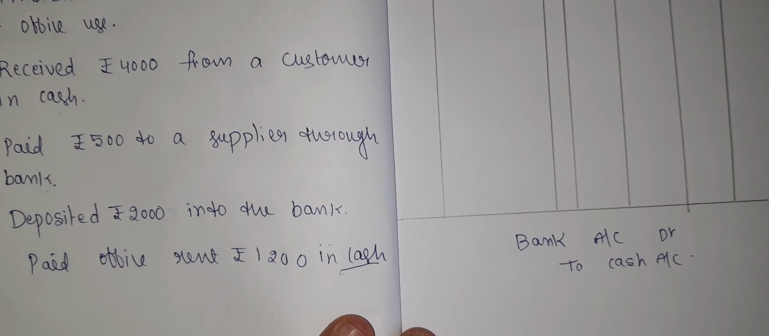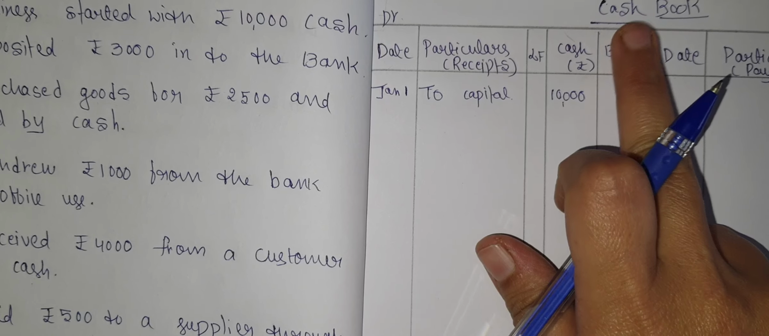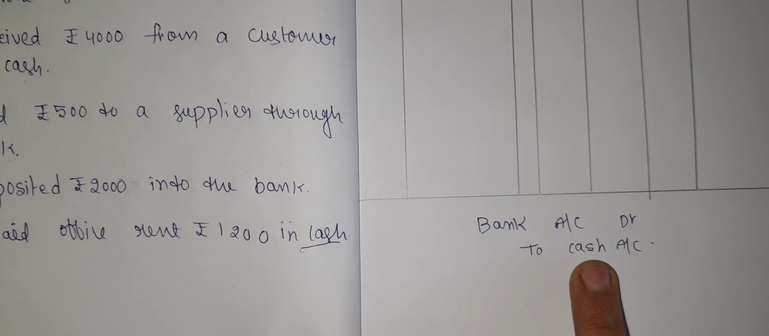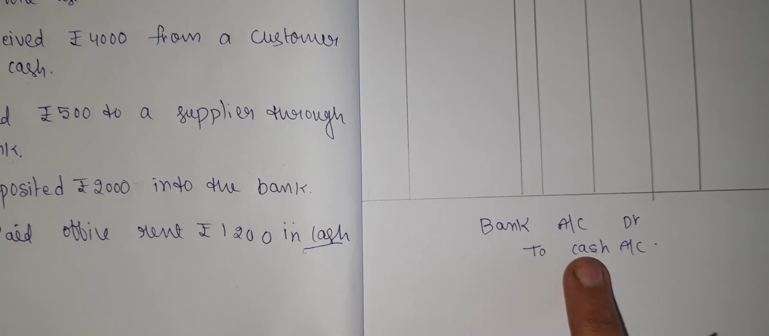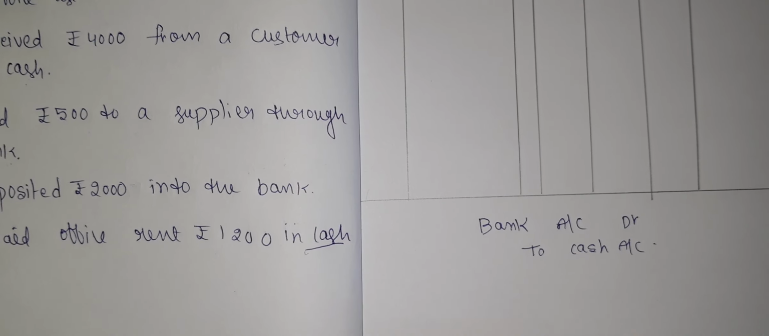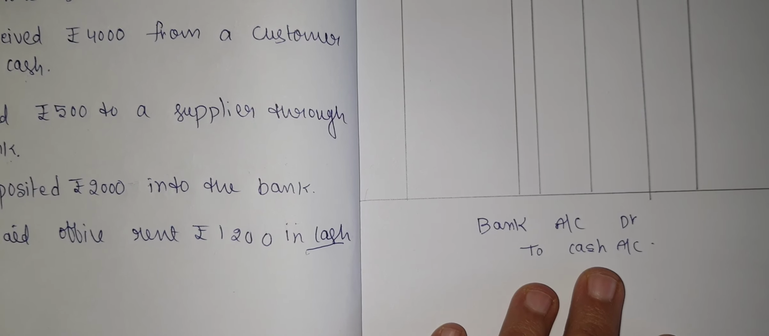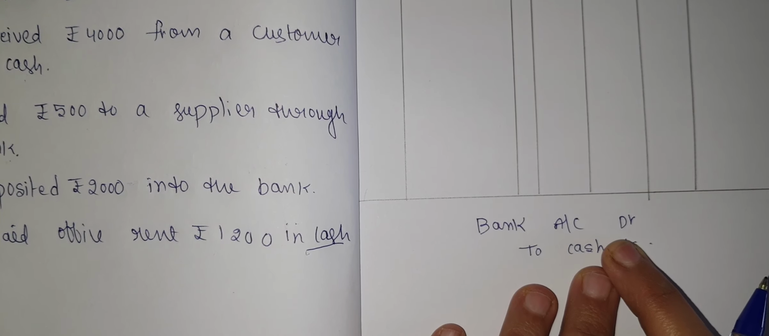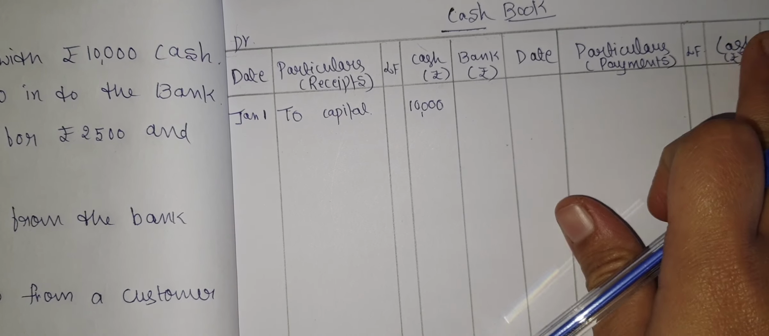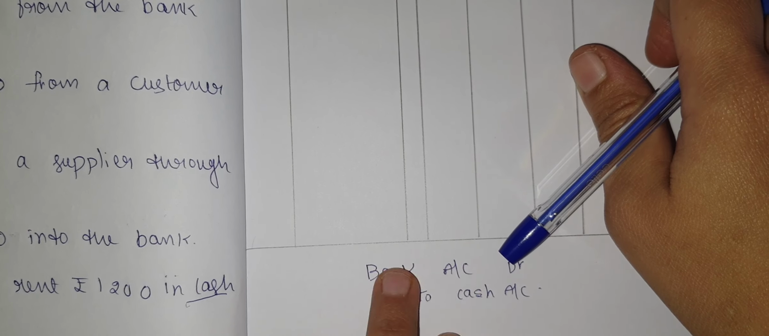Right? In the ledger, what will we do? Here we are maintaining the cash book. Here we have credited the cash account. So you have to go to the credit side and write down the opposite entry of the cash account.